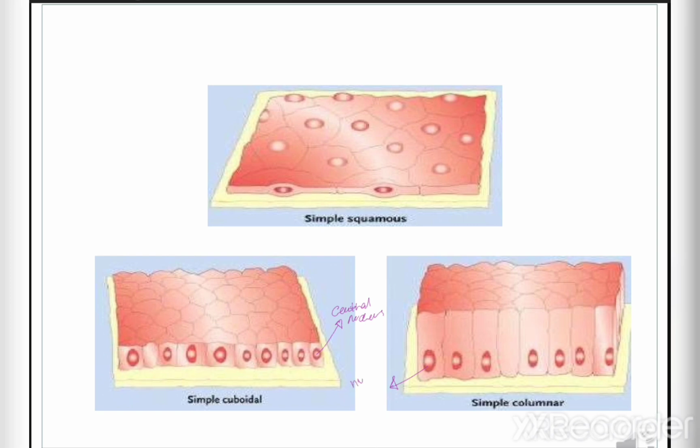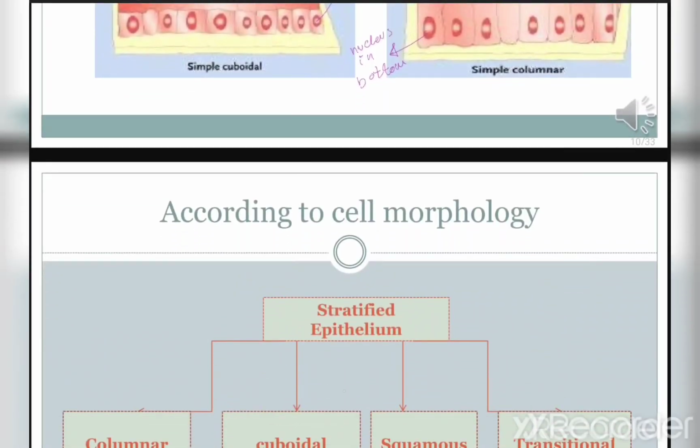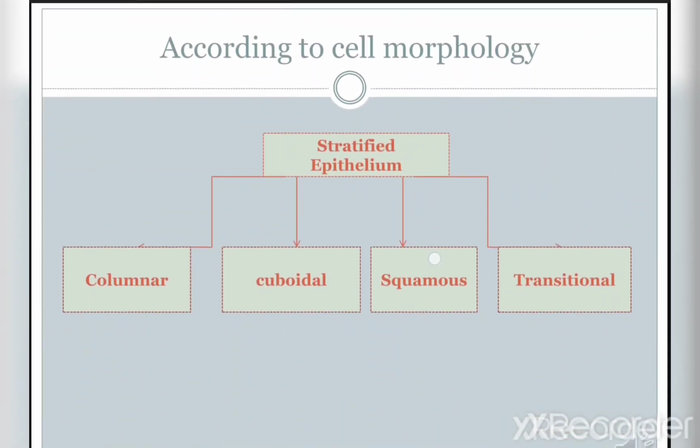According to cell morphology, we have also the stratified epithelium, the compound one, which is more than one layer, again classified according to the morphology, not only the simple one. But here we depend on the morphology on the top of the epithelium. You have to watch the surface epithelial layer. You can see the shape of the cells there and decide whether it is stratified squamous, cuboidal, or columnar.